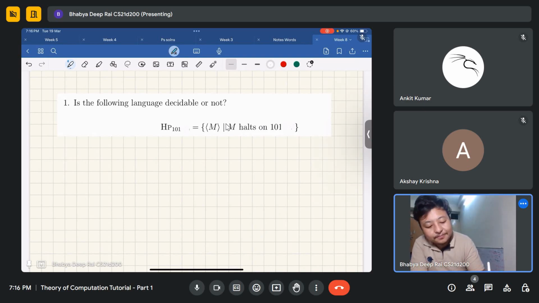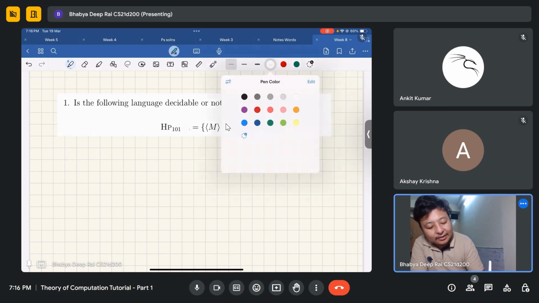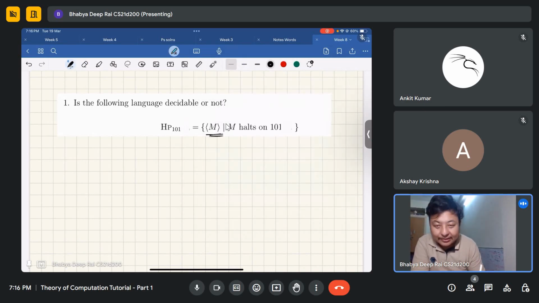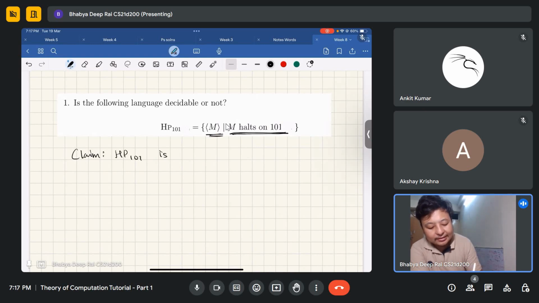Okay, HP101. What is HP101? It is the set of all descriptions of Turing machines that halt on the input 101. The question is: is this language decidable or undecidable? My answer is HP101 is undecidable. Why? I'll prove this: the halting problem reduces to HP101.